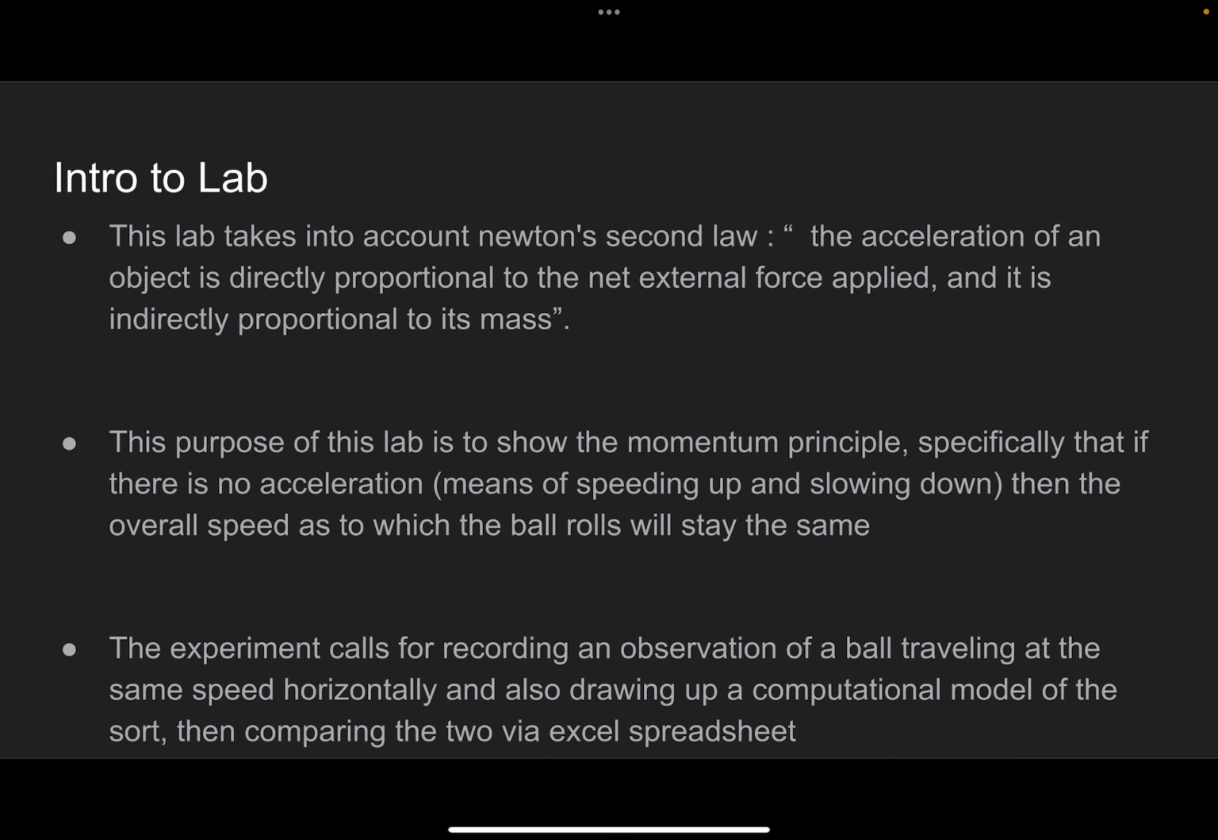Now, just for a little bit of intro to the lab, this lab takes into account Newton's second law, specifically, so we're going to be focusing on the net external force. The purpose of this lab is to show the momentum principle, specifically that if there is no acceleration, meaning no speeding up or slowing down, then the overall speed as the ball rolls will stay the same.